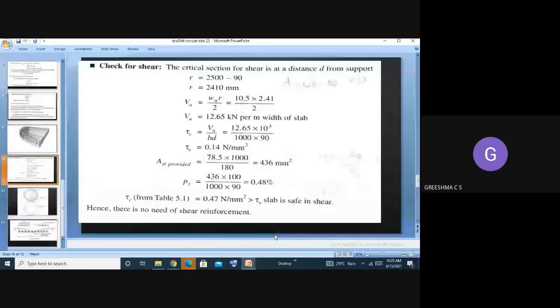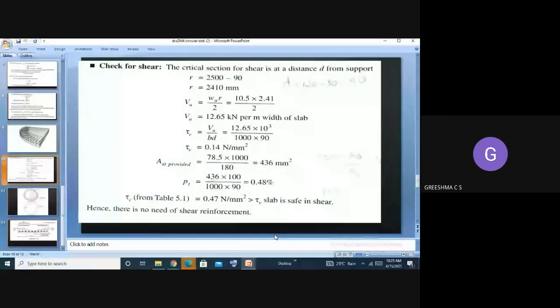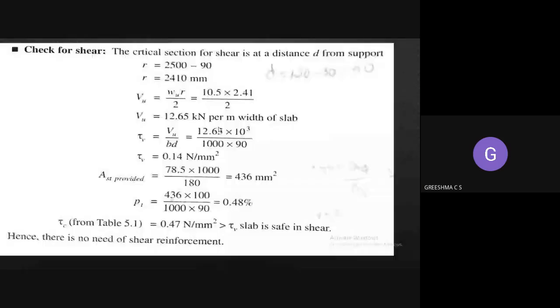So it comes to 0.47 Newton per mm square. You can see from this figure. This is the last step. So you can say that the permissible shear stress as per the IS 456 corresponding to 0.48 percentage is 0.47 Newton per mm square.